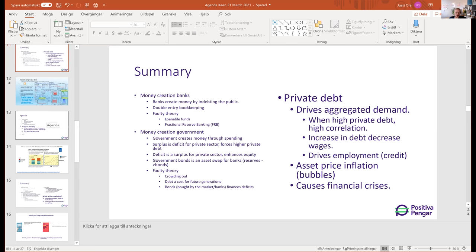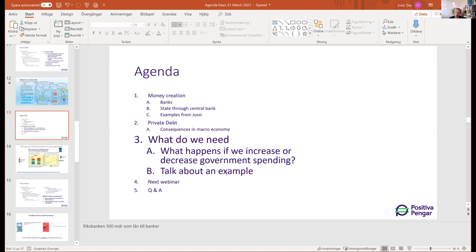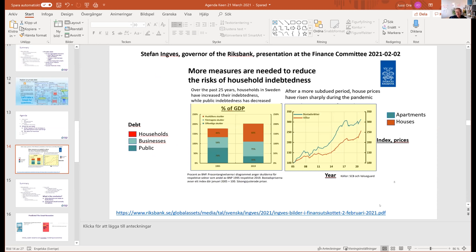Okay. To jump further, I think you already went through what happens if you increase or decrease government spending. So let's just look at an example to see. I hope this makes sense. If not, my bad.